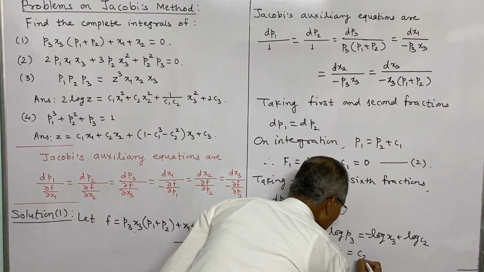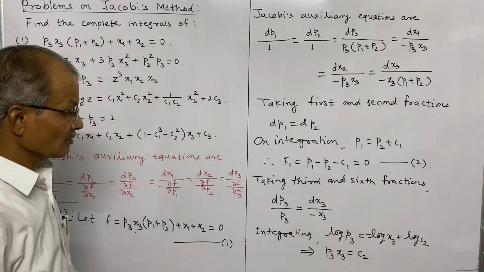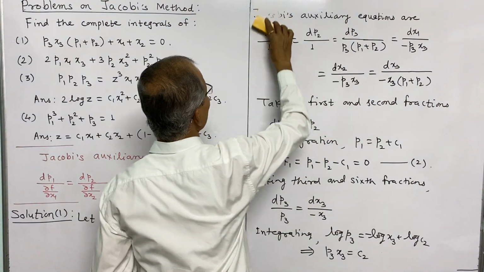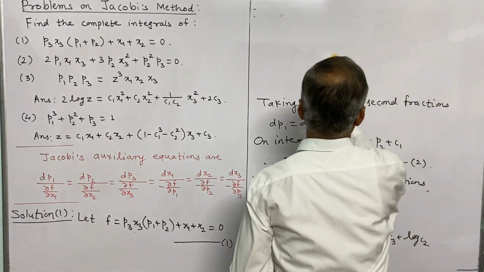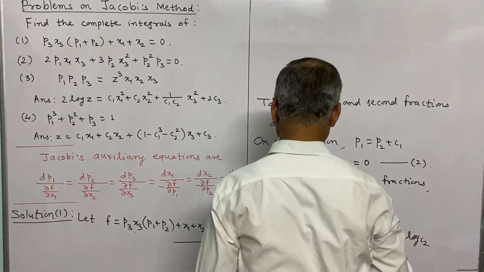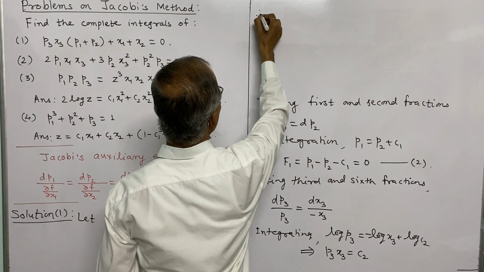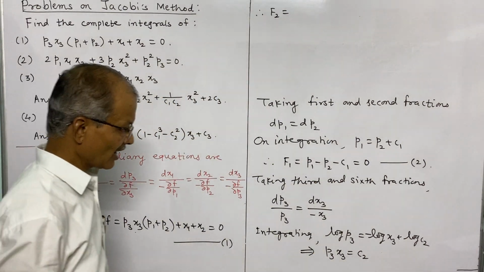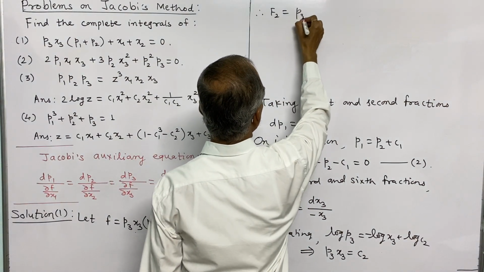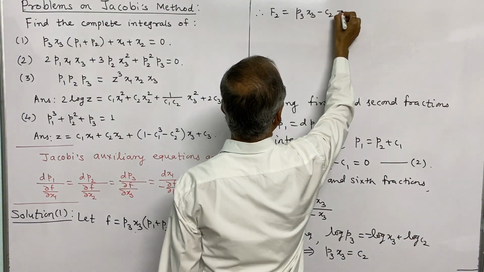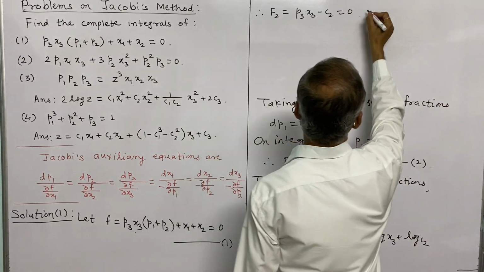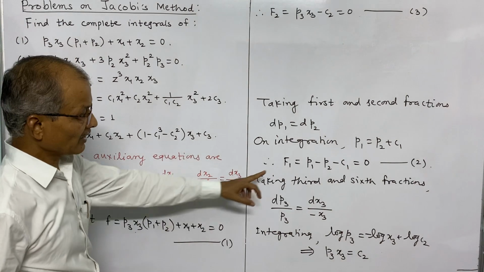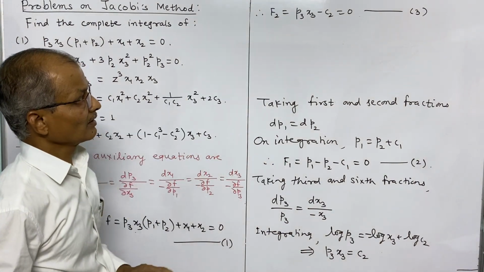is equal to c2. Now we consider the function F2, so we have equated and got this. We write the next function as F2 equals p3 x3 minus c2 is equal to 0, and we take this relation as third. So we have thus the relations small f, then capital F1 and capital F2.